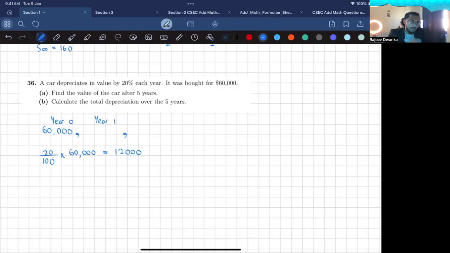After 1 year, what will be the cost of the car if it decreases by 12,000? 60,000 minus 12,000, so that will be 40,000. Right. So at the end of year one, it's going to be 60,000 minus 12,000. So that's going to be 48,000. Okay. And Kira, what would I do next?